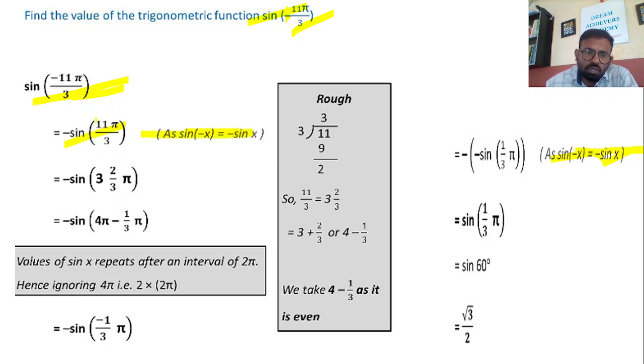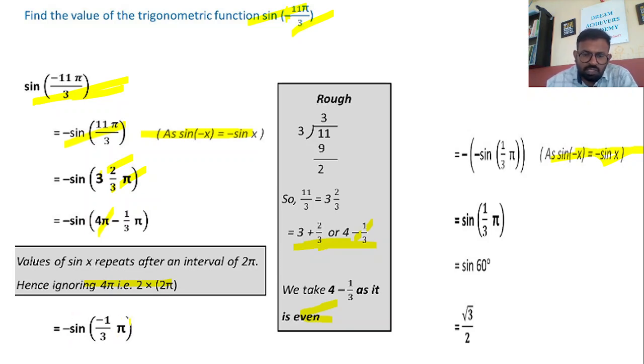Next, divide the 11 by 3. I will get 3 2 by 3 into pi. I can write this 3 2 by 3 in two forms, as I told you in the earlier problem: 3 plus 2 by 3, or 4 minus 1 by 3. I will take 4 minus 1 by 3 as it is even. Now 4 pi will be neglected, or we will ignore the value. Directly I will get minus 1 by 3 into pi, or minus pi by 3.